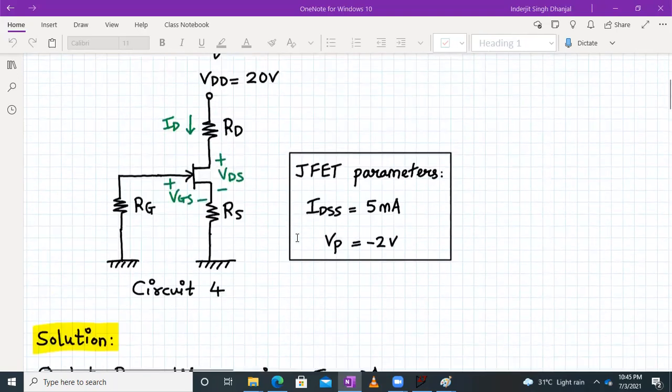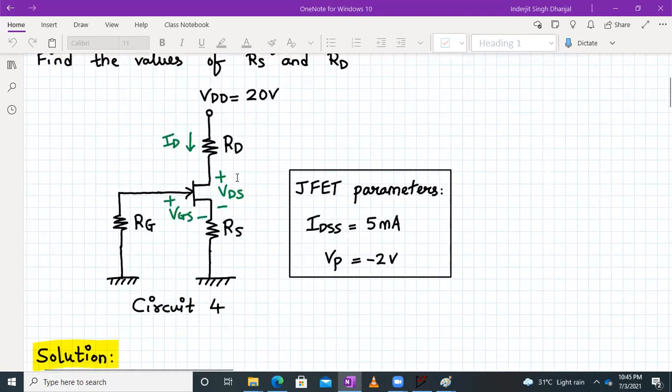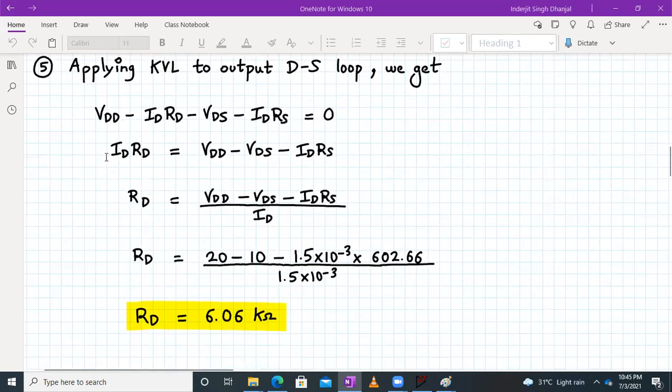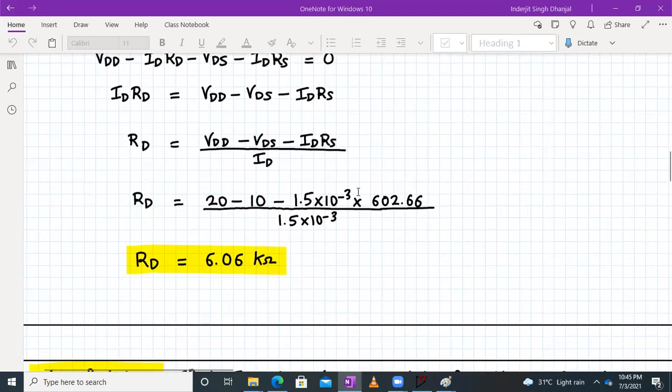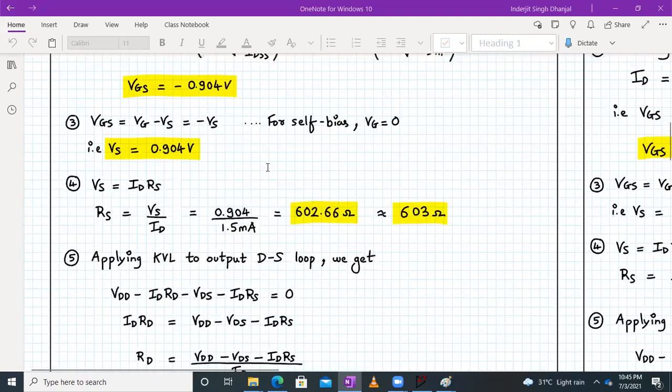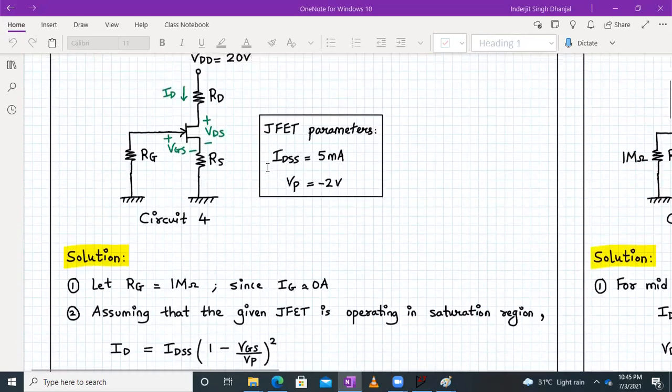And now we apply the KVL to the drain source loop. What do we get? VDD minus IDRD minus VDS minus IDRS is equal to 0. Here we isolate the term IDRD and rest all the terms are on the right hand side. So from here, RD will be equal to VDD minus VDS minus IDRS divided by ID. We plug in all the values and you'll get the value of RD as 6.06 kilo ohms. So we have found out the value of RS and RD, right?